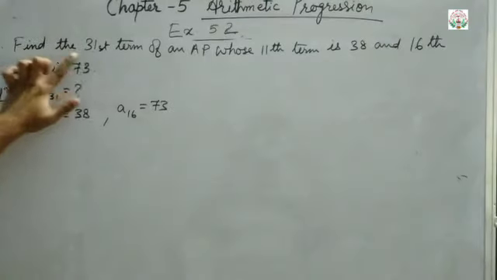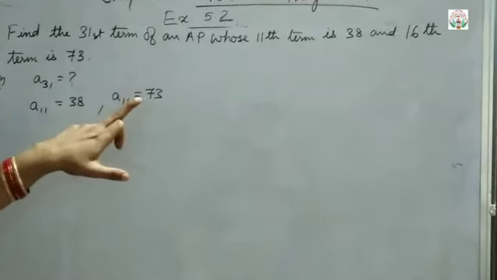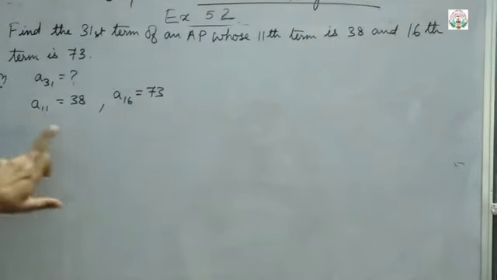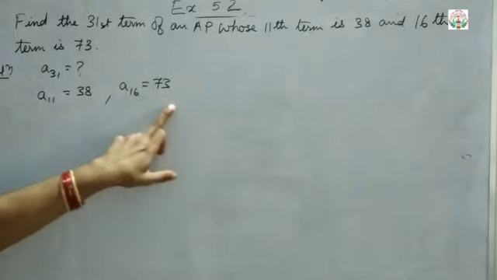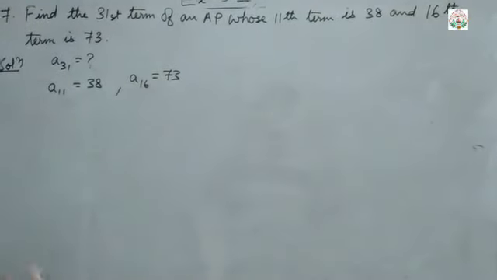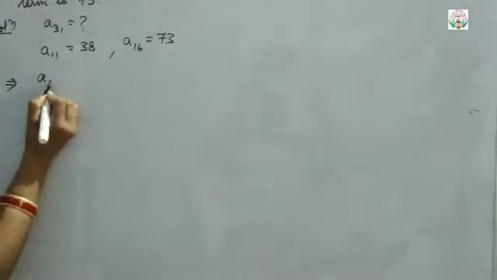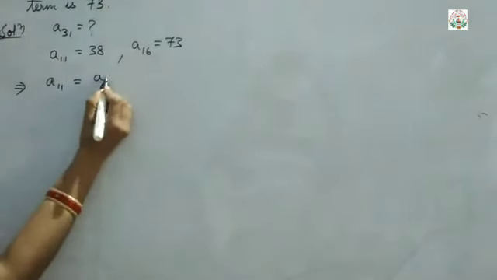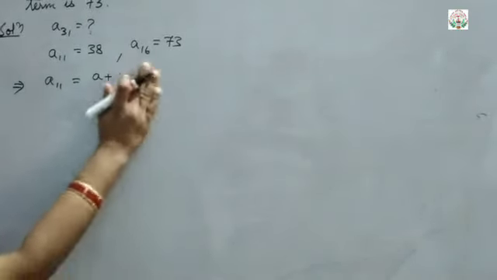Understood? Find the 31st term, meaning A31 you have to find, where the 11th term of the AP is given as 38 and the 16th term is given as 73. So now using that formula we know the nth term. So A11 will be how much? A11 equals A plus 11 minus 1.